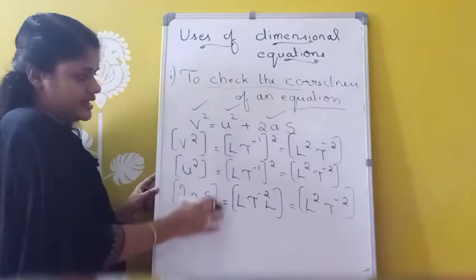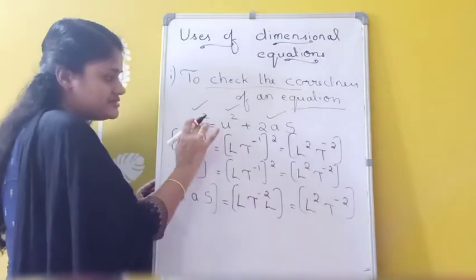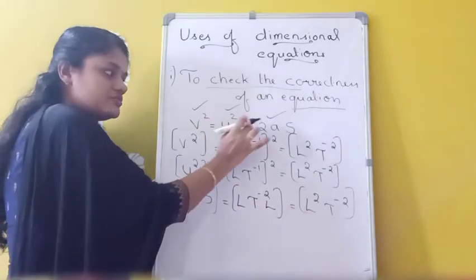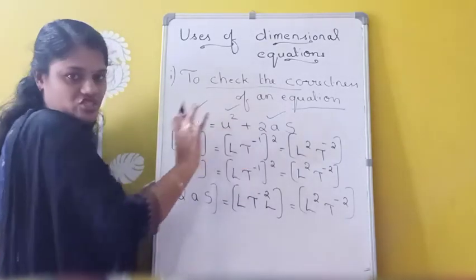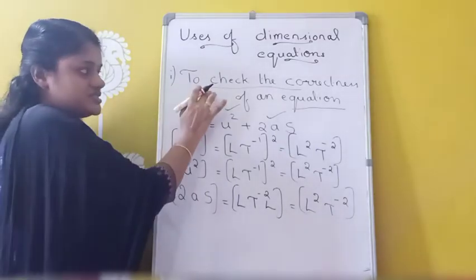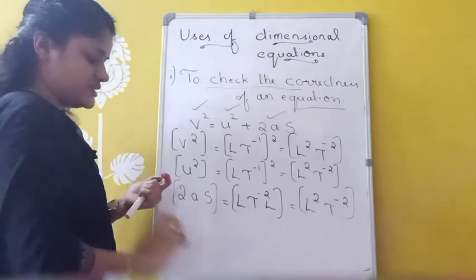So we can see that the dimensions of all the three terms are the same. That means this equation is dimensionally correct. If the dimensions of all the terms in an equation are the same, then we can say that this equation is dimensionally correct. So that is the first use of which one? Dimensions. In order to check the correctness of an equation, we can use dimensions.